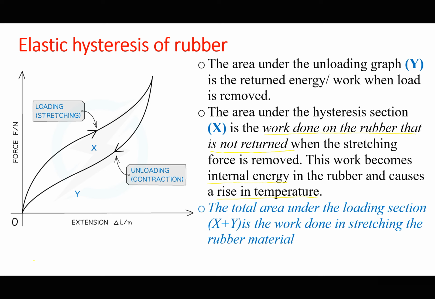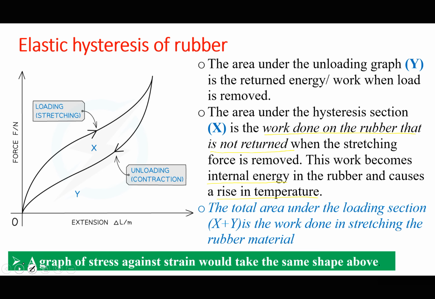I think we need to talk about a few examples and maybe do a self-check or an exercise for us to reflect on what we have just learned. A graph of stress against strain will take the same shape. Later on when we talk about stress and strain, we shall also sketch a graph of stress against strain for rubber. It will still take the same shape because when we define stress as force per unit area and strain as extension over original length, we shall see that it is equivalent to sketching force against extension, as we shall see later on.